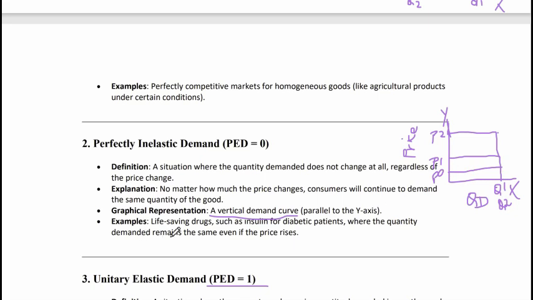We have an example here: life-saving drugs such as insulin for diabetic patients, where the quantity demanded remains the same even if the price rises. It's not that if the price goes down, people will inject themselves with more insulin just because they are diabetic patients. It becomes senseless. Or people will start taking more medicines just because they have become cheaper. No, it doesn't work like that. So in these kinds of situations, the demand does not change whether the price goes up or down.